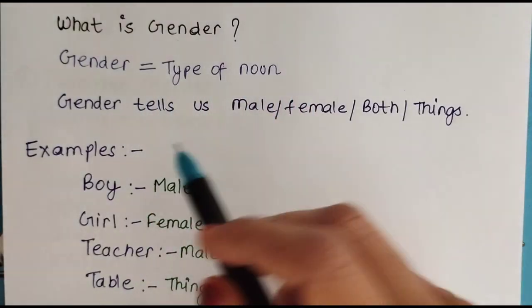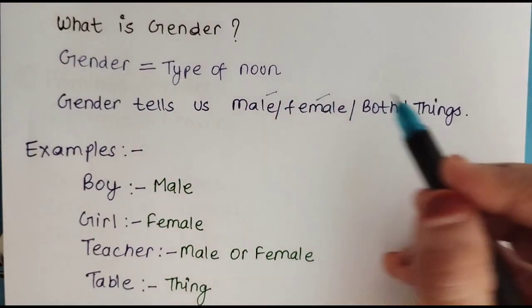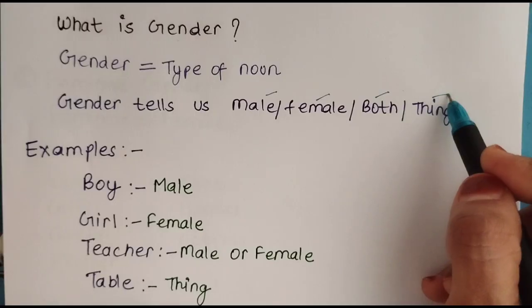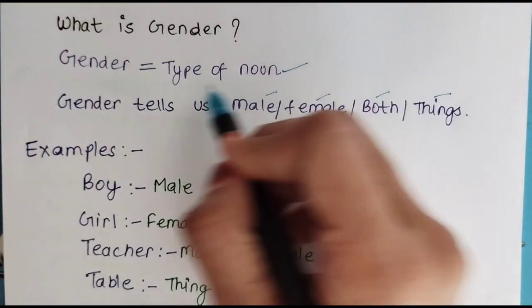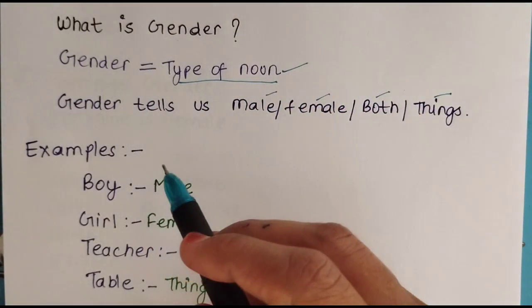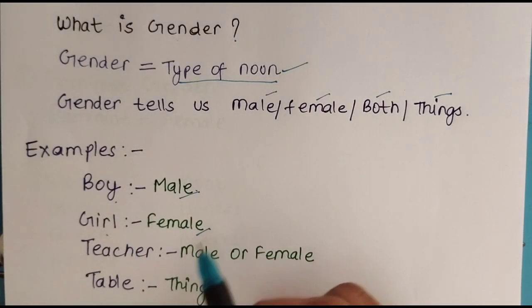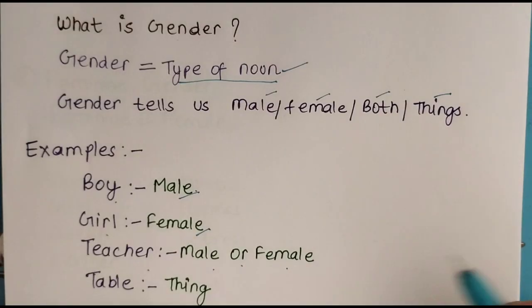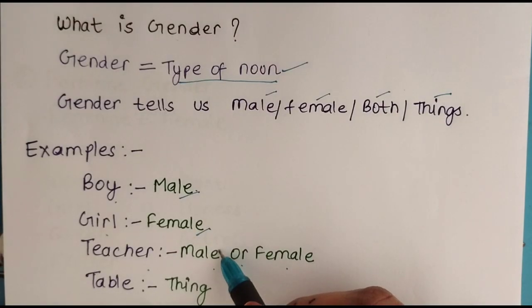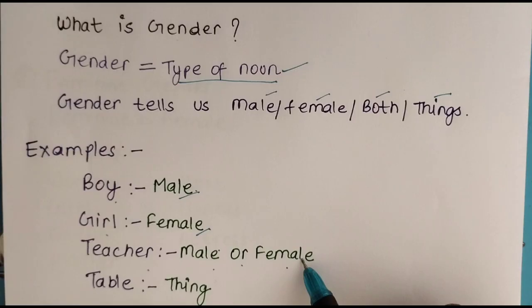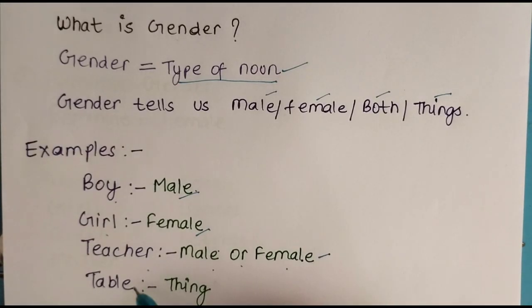Gender tells us whether a noun is male, female, both, or a thing. Gender is only used for the types of noun. For example, boy: here boy is a male, girl is a female, teacher male or female. As we can say, the teacher can be a male teacher or a female teacher. And a word like table or chair, it can be of anything. It is a thing.